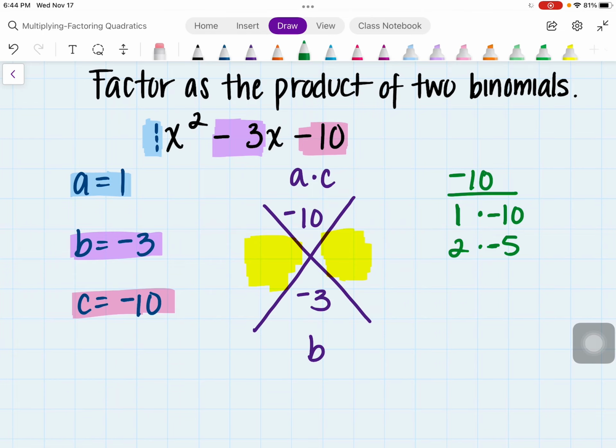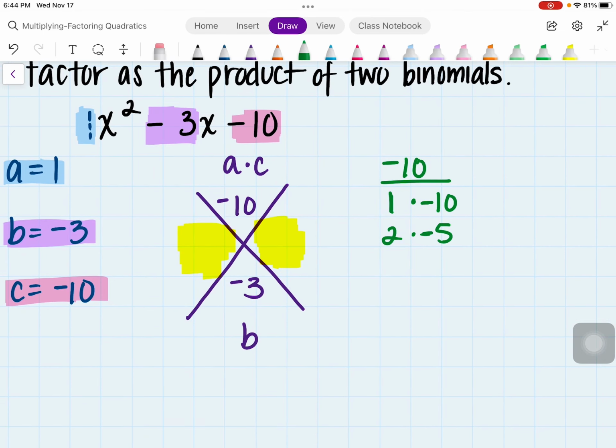All right. Now, the next thing I want to check to see which factors I'll be using is to add each pair of factors to see which one gives me my b value. So if I add a 1 and a -10, I get a -9, and if I add a 2 and a -5, I get a -3.